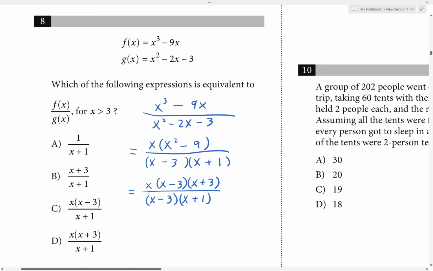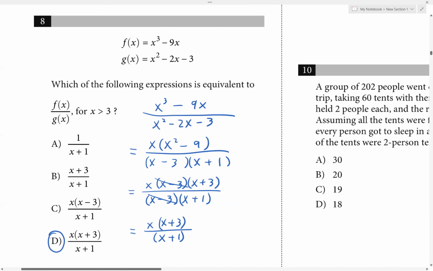So then here, what happens is we have the same factor on the top and the bottom. The x minus 3, we have that in common. So we can actually go and cancel it out. Okay, so this will give us x times x plus 3 over x plus 1. And that's as far as we can simplify. Okay, and we do have that as the answer choice, which is letter D for question A.